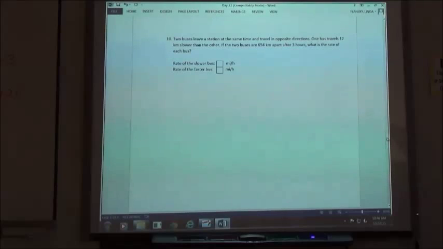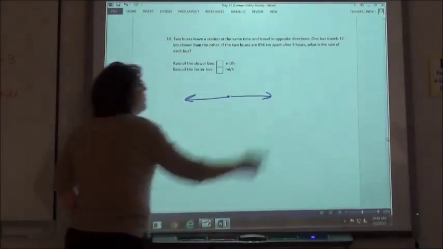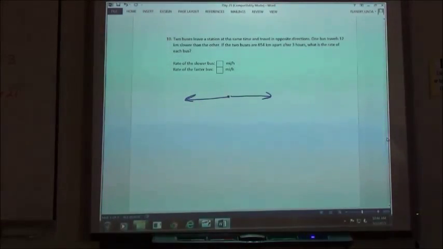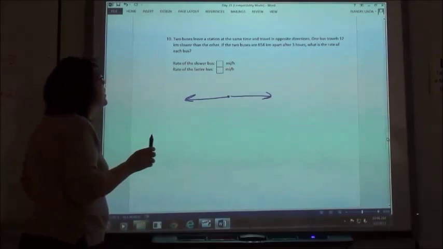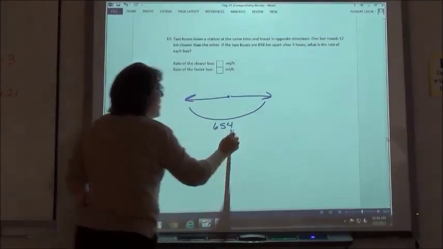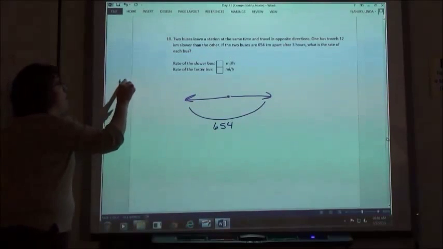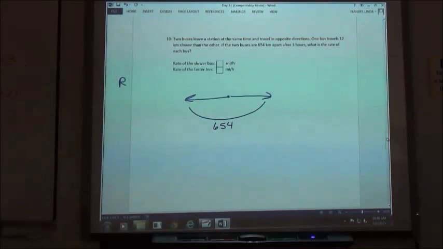2 buses leave the station at the same time and travel in opposite directions. So, one's going this way, one's going that way. One bus travels 12 kilometers slower than the other. If the 2 buses are 654 kilometers apart after 3 hours, what is the rate of each bus? So again, we know that they're 654 apart. We want to write something to represent their rates. One of them we're just going to call r, and the other one would be what?